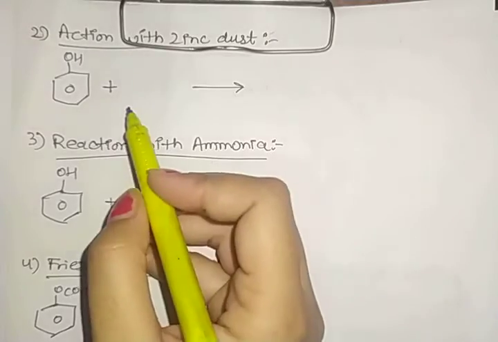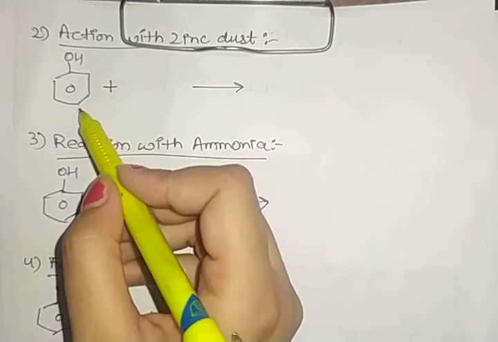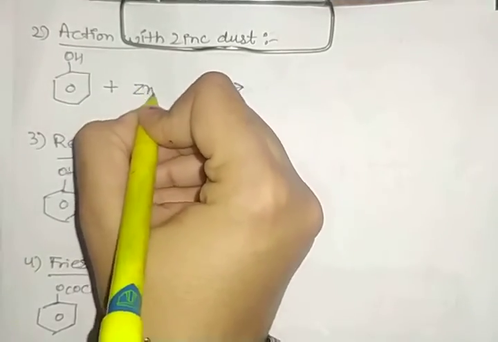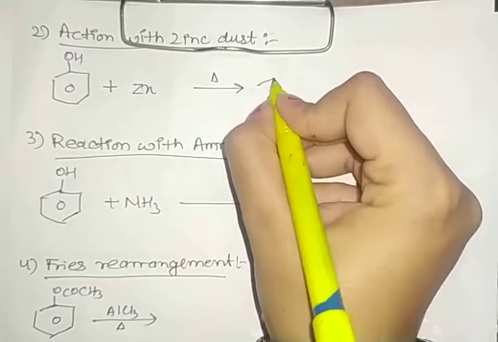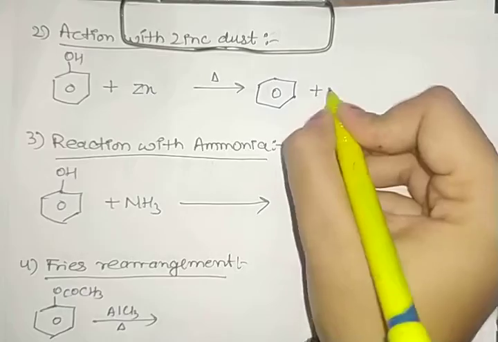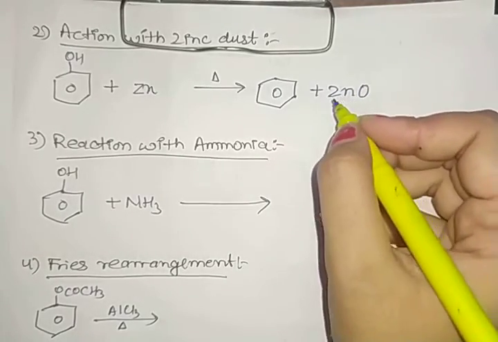Now the next second reaction we have is reaction with zinc dust. Now in this, when we heat this phenol with zinc dust, I am taking here zinc and we are heating it. So what does it form? It forms benzene ring. So remember that here is the formation of benzene ring with ZnO, zinc oxide.